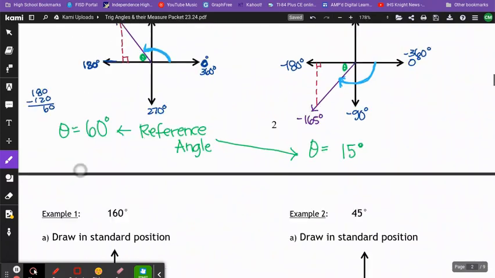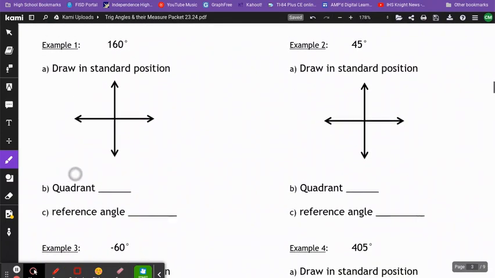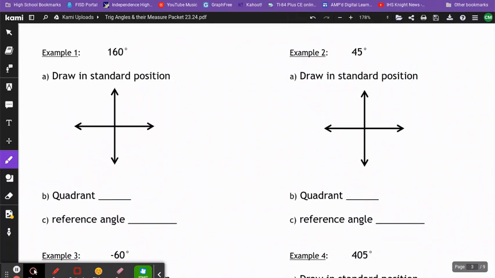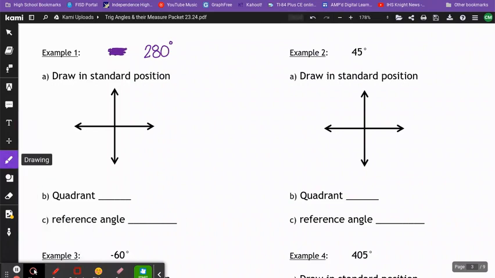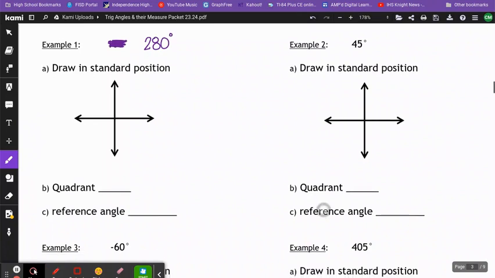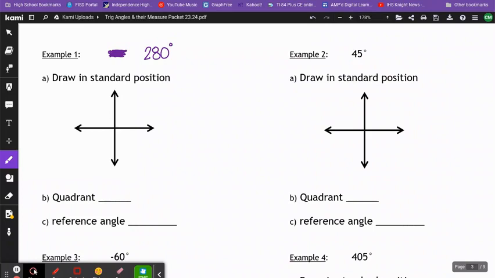Okay, let's look at a couple more examples. If you want to pause and give it a try yourself, that would be a great idea. I would like for you to go ahead and change this one. Instead of doing 160 degrees, let's change this to be 280 degrees. That way it'll give us a chance to land in a different quadrant. So change this to 280 and pause and see if you can draw the angle that's 280 degrees and then fill in this information.